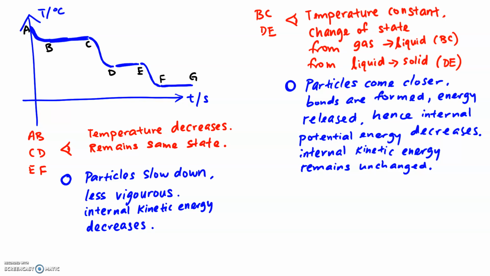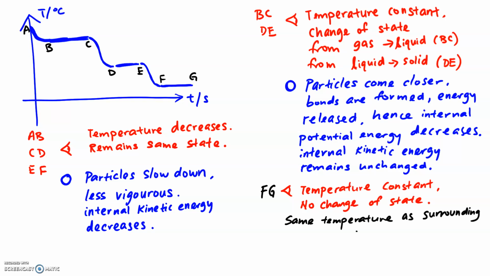Now we still have one more segment, right? FG, there's no change in temperature. That's what you observe. So actually what is happening? Okay, because it has the same temperature as the surroundings, therefore there's no net gain or loss of internal energy, and hence it remains constant. Okay, so FG, although there is no change in temperature, from B to C and from D to E there is a change of state. There is no further state to be changed colder than solid state, right? Therefore, FG must be the room temperature.